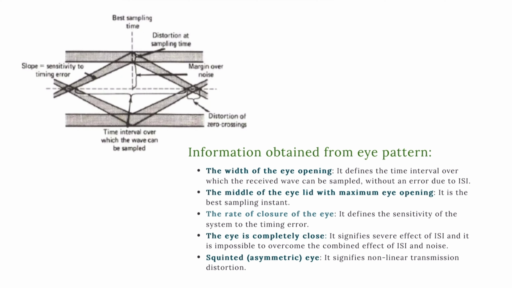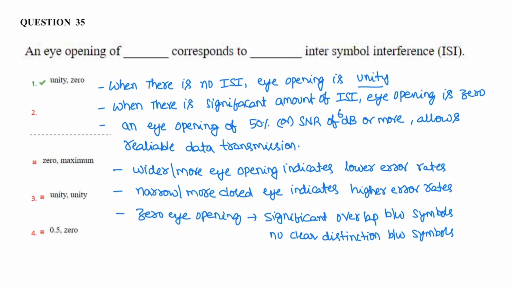as the sampling time is varied. Different cases are given, and this is an eye diagram. Interpretation of eye diagram. So for this question, the correct answer is 1. An eye opening of unity corresponds to zero intersymbol interference.